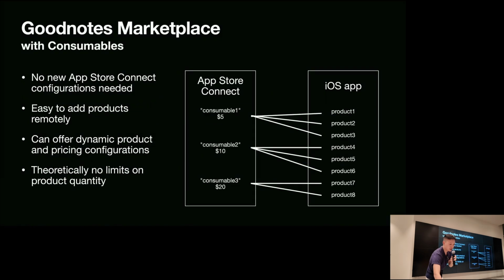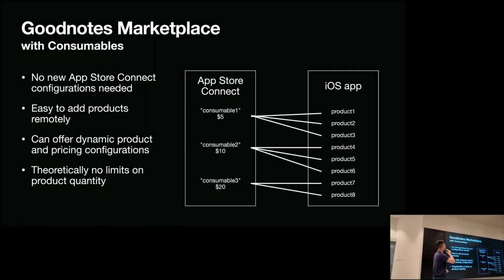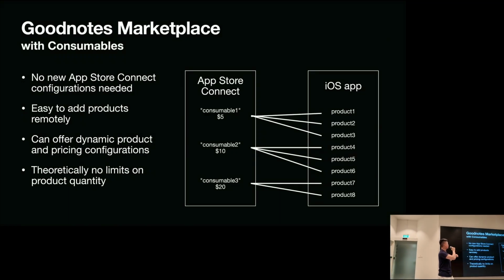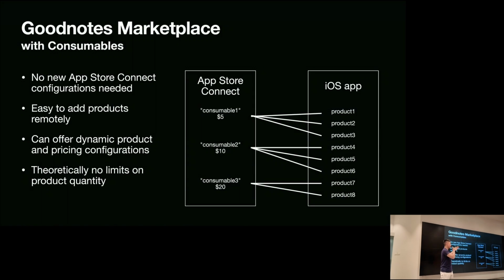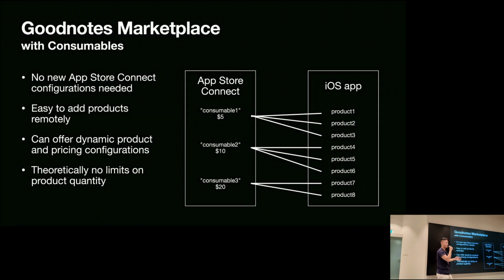And so this is what we came up with. Now we have GoNetZero Marketplace with consumable products only. How it works is we just set up a few consumable purchases with a set of prices. It's not three, in GoNetZero it's actually a lot more, but let's say I represent them with just three prices: consumable 1, 5, 10, and $20.